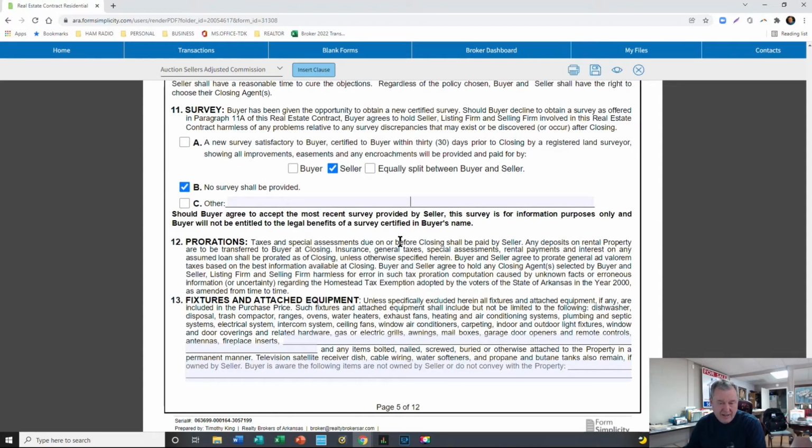Someone will say, I didn't know. Well, I didn't know, and my agent didn't tell me. So if we have at least 2 documents signed saying, I don't want a survey, the judge is going to say, most likely, well, you signed more than 1 document, and you still say you didn't know? So it's just risk reduction.